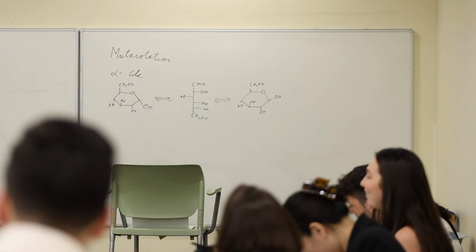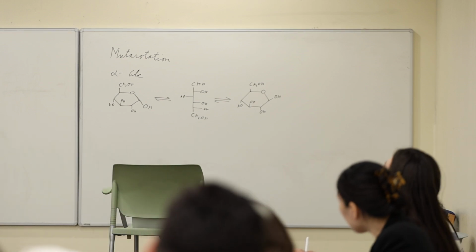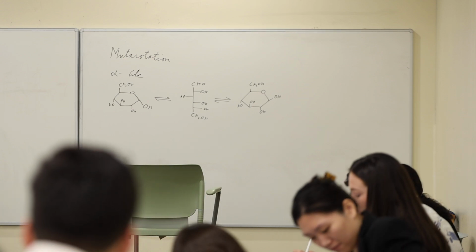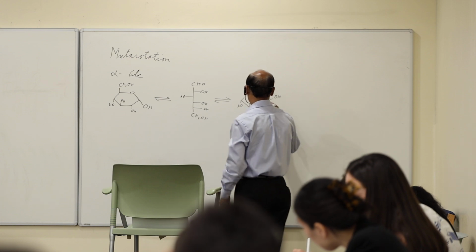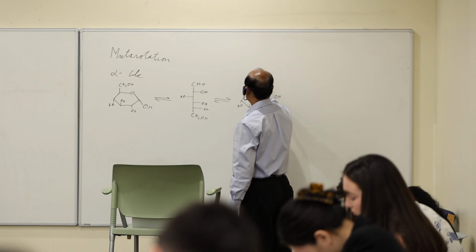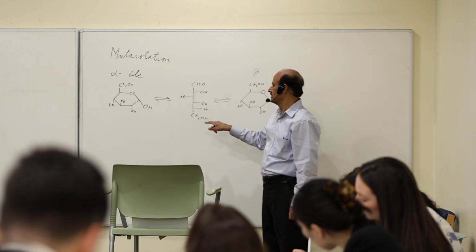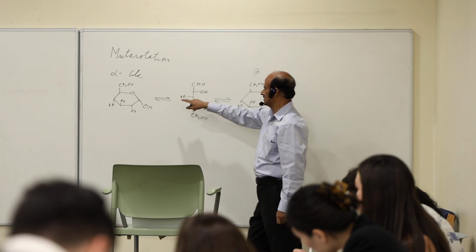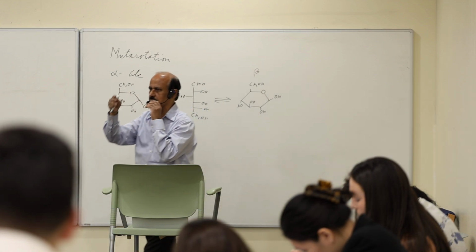Alright, so we were doing alpha and beta glucose, and that's true for all monosaccharides, because the aldehyde can react with alcohol, so it can react with any of these alcohol groups of the carbohydrate. If it reacts at the fifth carbon, then it gives a 6-membered ring, and that's why that's the most common one. 6-membered ring is most stable.